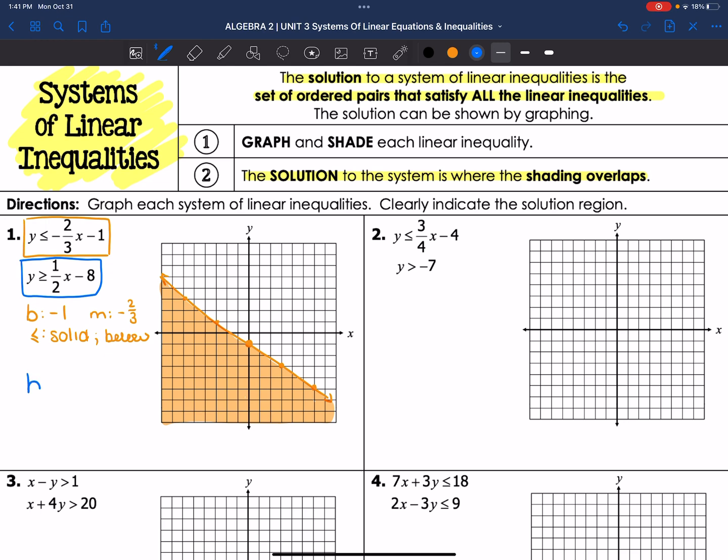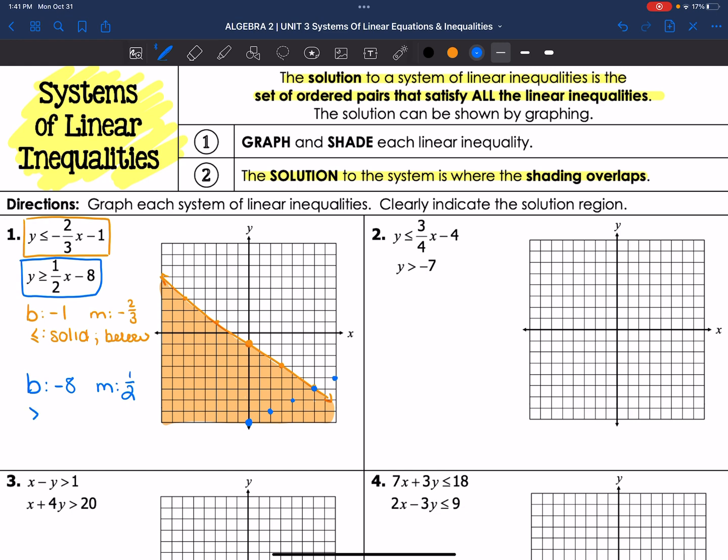I'm going to begin with my b value. What's the b value for that blue graph? It is a negative 8, so I'm going to begin at negative 8, which is way down here, right at the bottom of that coordinate plane. And our m is 1 over 2. So that looks like going up 1, over 2. Up 1, over 2, and so on.